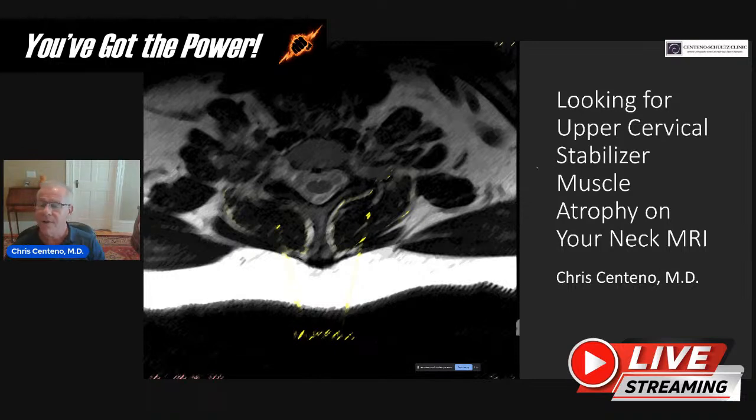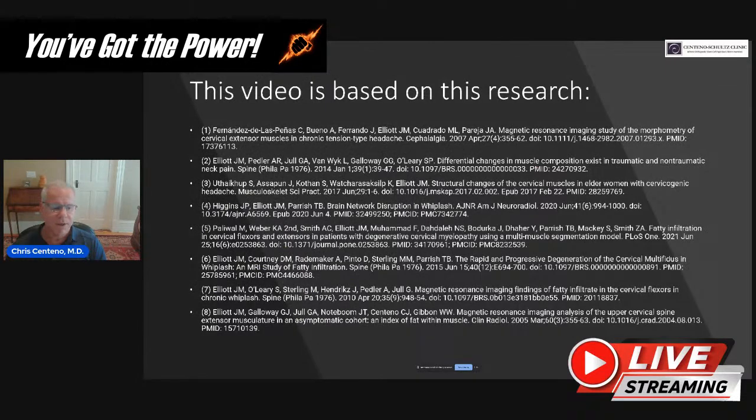Okay, so we're looking for upper cervical stabilizer muscle atrophy on your neck MRI. This could be in the upper neck, middle neck, or lower neck. It's a critical finding that's not put in MRI reports very often. There's quite a bit of research on this topic, and the common theme here is a guy by the name of Jim Elliott.